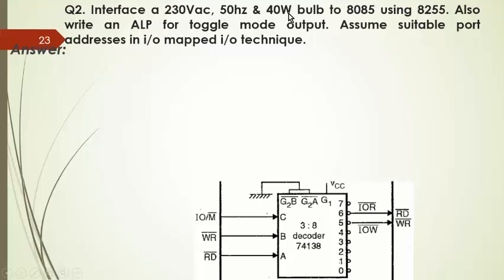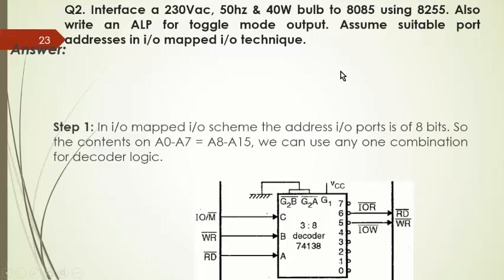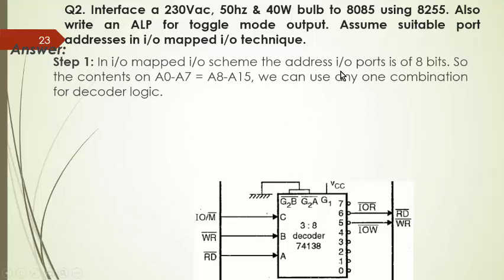Second example, so here we are going to interface a bulb which is working on 230 volt AC 50 Hertz with 40 watt to 8085 using 8255, and also here we are going to write an assembly language program for toggle mode. That means two bulbs you have to interface to 8085 by using 8255. Toggle means the two outputs in toggling mode.